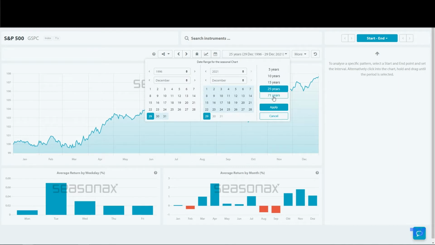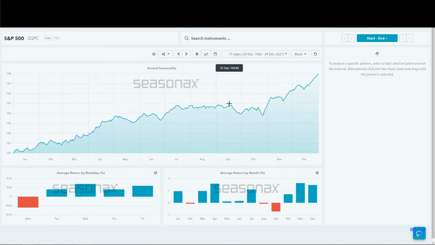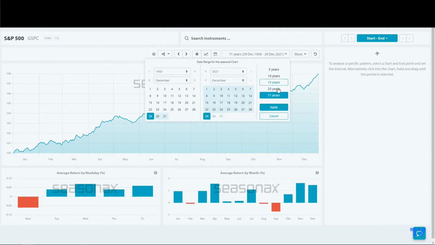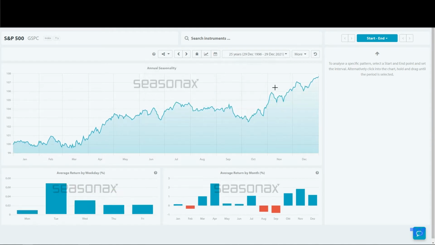And if you don't take my word for it, just look at the chart here, 71 years. I mean, look, the thing has dipped in September. I don't know if I can go more than 71 years to show you, but I believe it has been happening like that for like 100 years. Now I'm back to 25 years here.